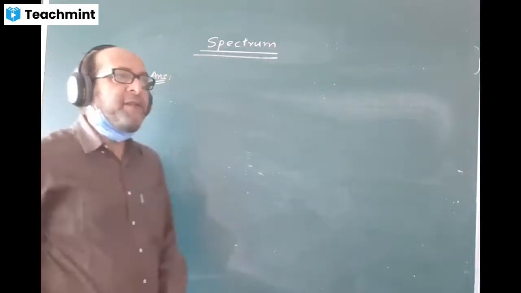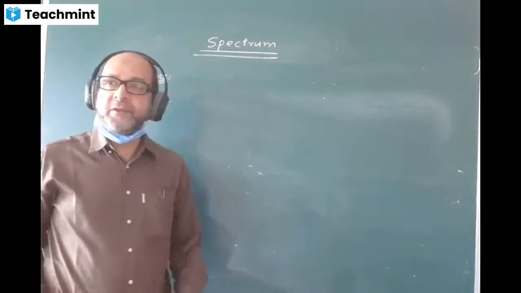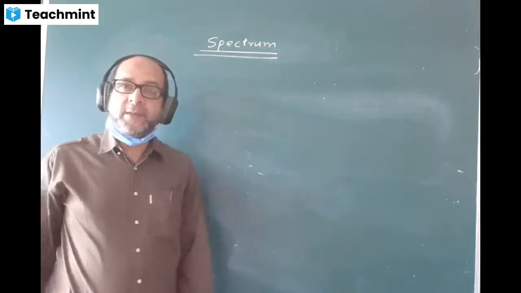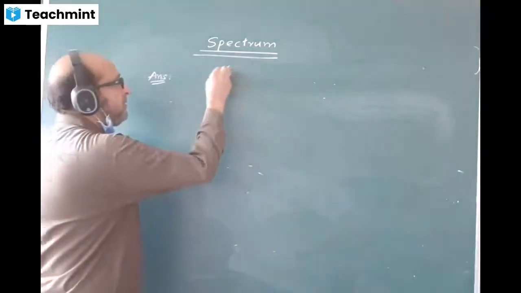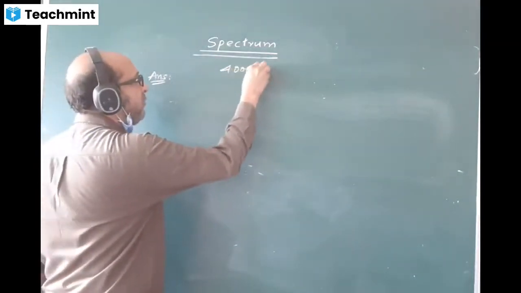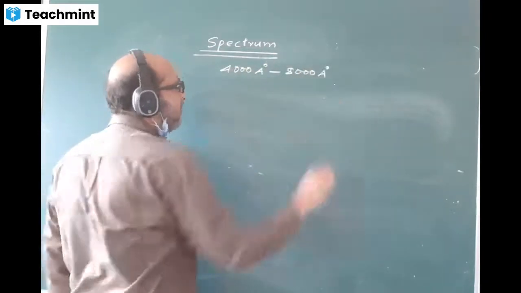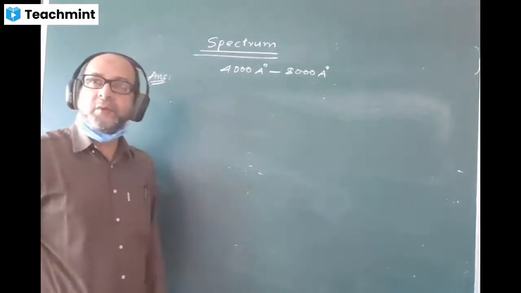This time the wavelength is not given, but they are asking to find frequency. How do we find it? We should know the range of wavelength of visible light. What is the range of visible light? The range of visible light is 4,000 angstrom to 8,000 angstrom. We must know this. All the ranges of the wavelength we are supposed to know.